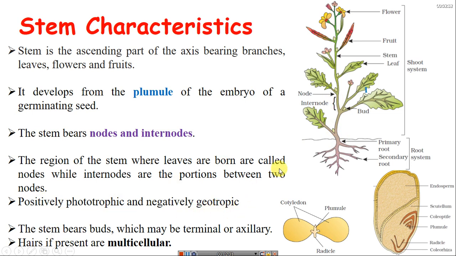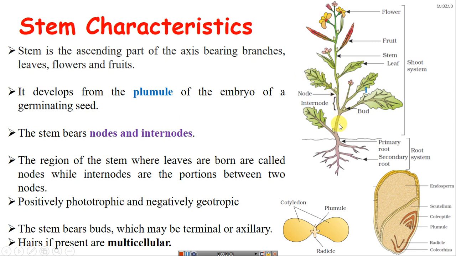The stem bears buds which may be axillary or terminal. Terminal means at the end of the branch and axillary means in the axil. So this is the axillary bud, and in this example this terminal bud has developed into a flower. So we have terminal buds at the top of the branch or at the top of the stem, and axillary buds in the axil of the leaves of branches.